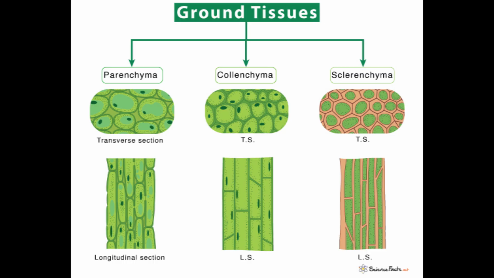Ground tissues form the bulk of the plant body. Ground tissue, or parenchyma, consists of living, typically thin-walled cells that serve as the foundation of organs. It is within this tissue that mechanical, vascular, and other permanent tissues are situated.